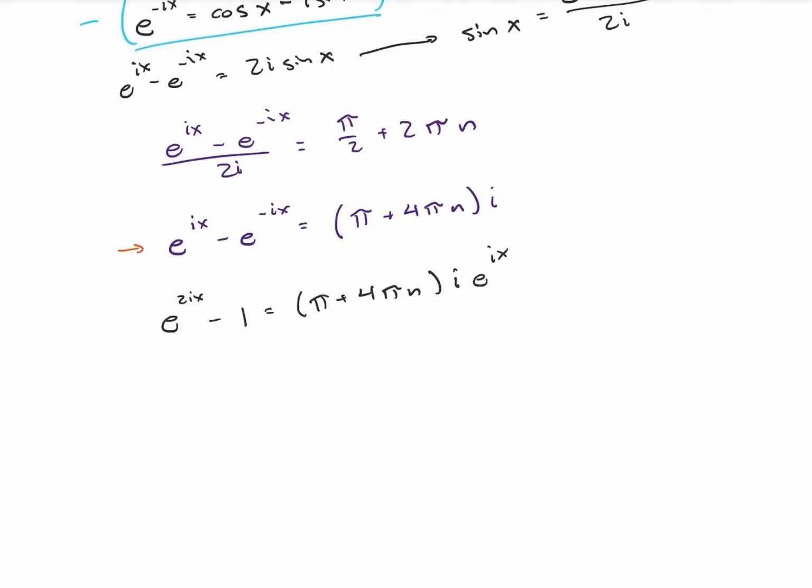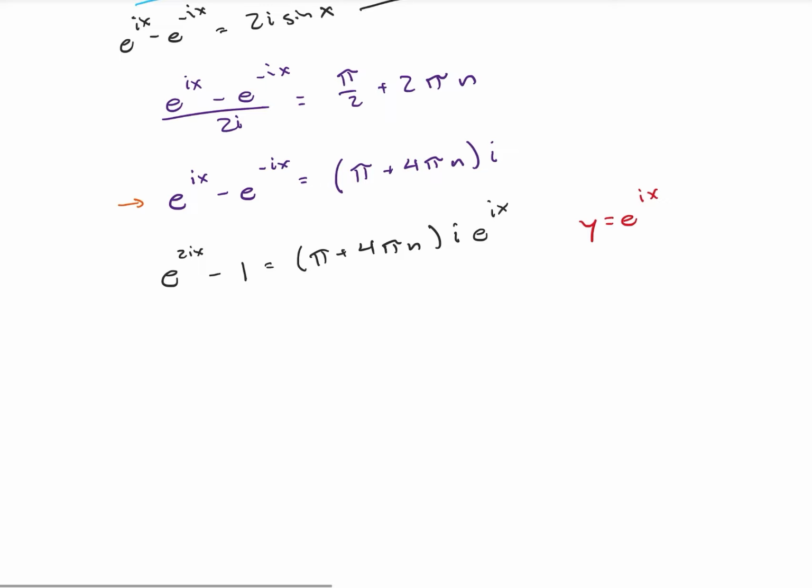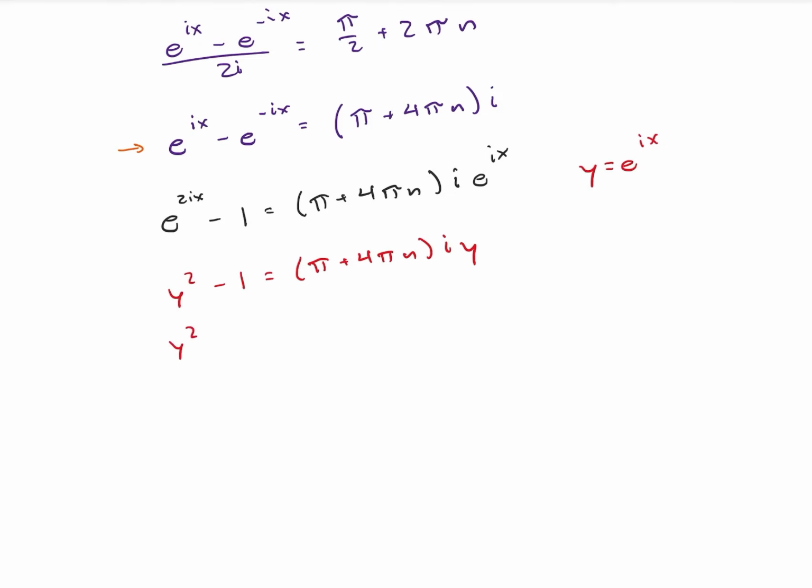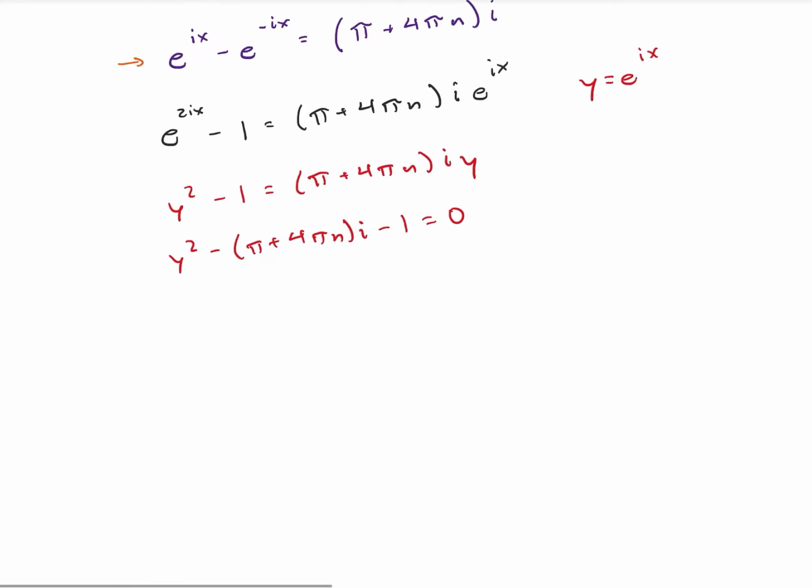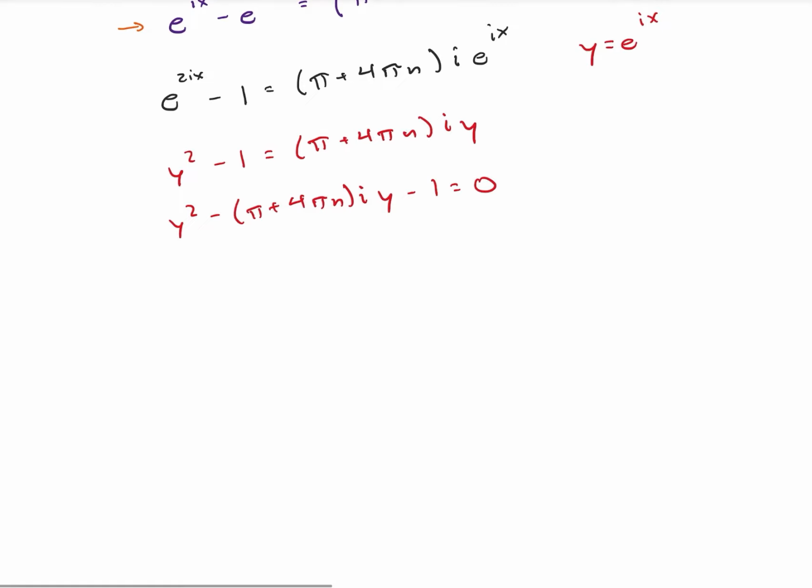And I'm going to do a substitution at this point. I'm going to make y equal to e to the ix. So what does that give us? That gives us y squared minus 1 is equal to pi plus 4 pi n times iy. So this is just a little quadratic equation. It's y squared minus (pi plus 4 pi n) iy minus 1 is equal to 0. So I can go ahead and solve this.